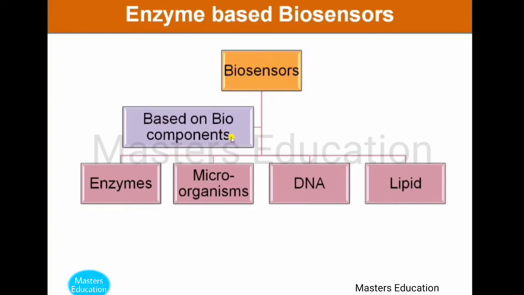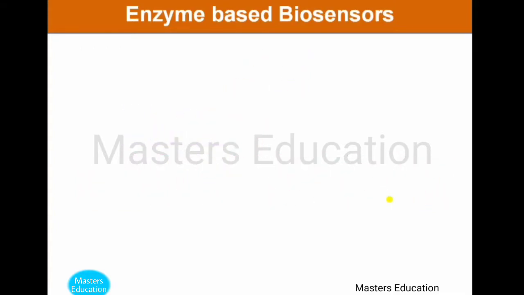Based on the first component, that is the biological component, the biosensors are classified into enzyme-based biosensors, microorganism-based biosensors, DNA and lipid-based biosensors. Apart from this, there are several other types of bioreceptor-based biosensors. From all these, today we will deal with the biosensor named enzyme-based biosensor.